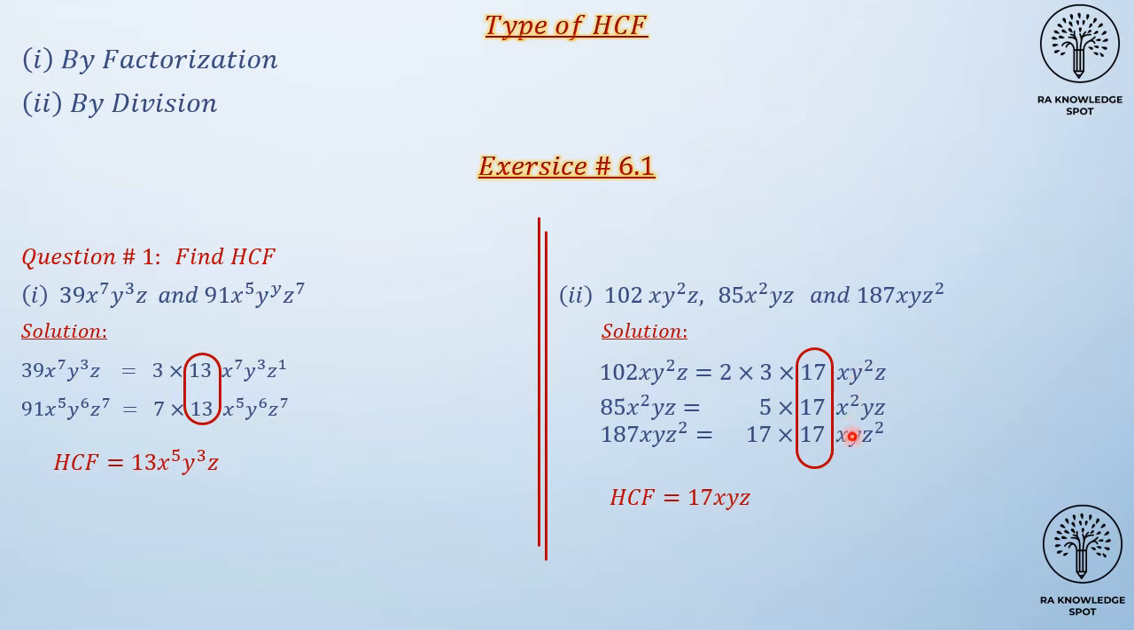power 1, and the least power of z is also 1. Now in all the terms, x to the power 1 is least, y to the power 1 is least, and z to the power 1 is least. You have to find out the least power, simplify and write it here. Okay, these are the first two questions. Moving towards the next part.